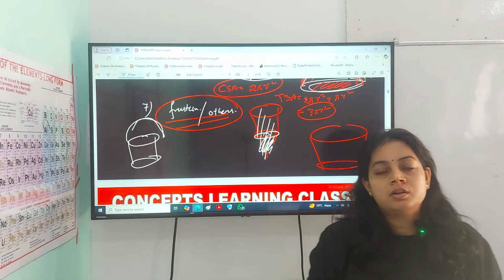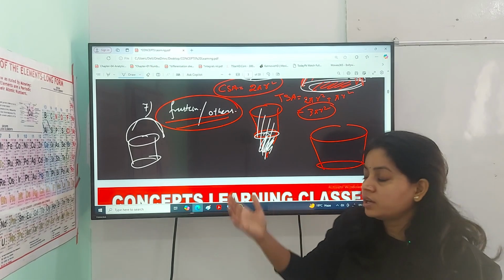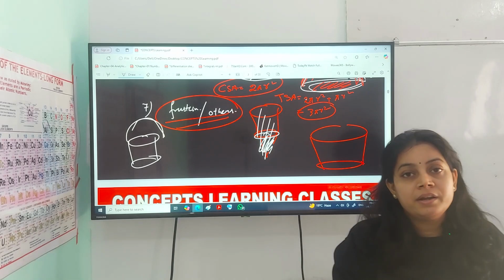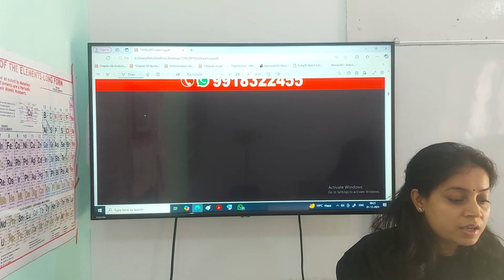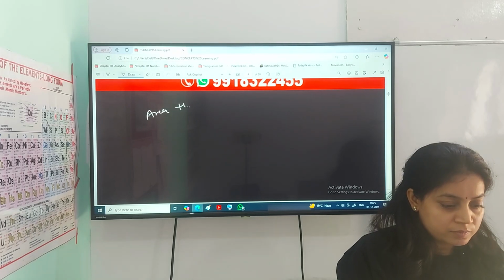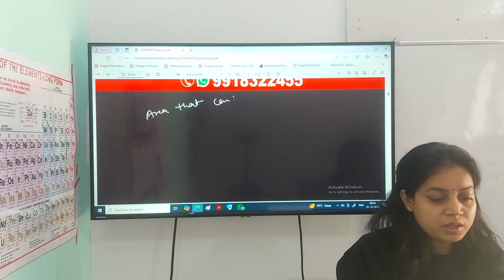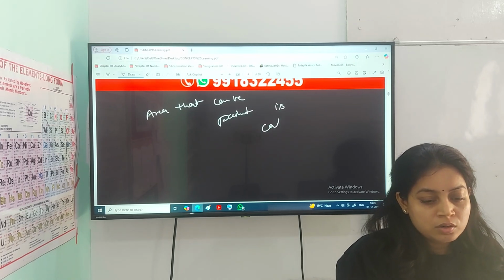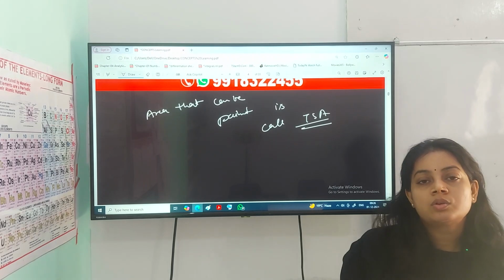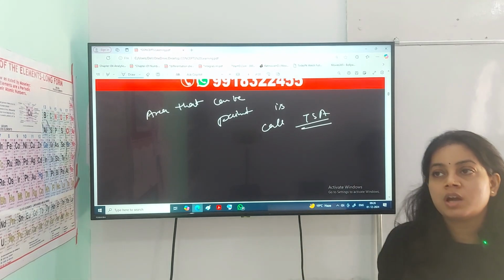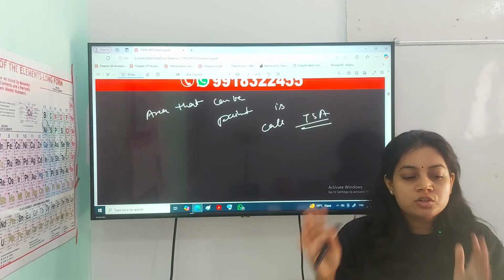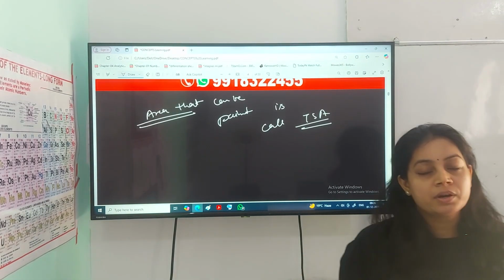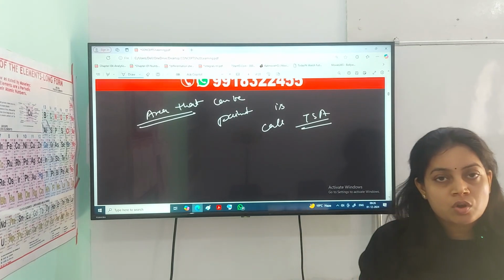then what should be the total surface area? You will have to take the area that can be painted. Note it down, this is very very important: the area that can be painted is called the total surface area. So keep this in mind: whatever you can paint is going to be the total surface area of the particular solid, right.